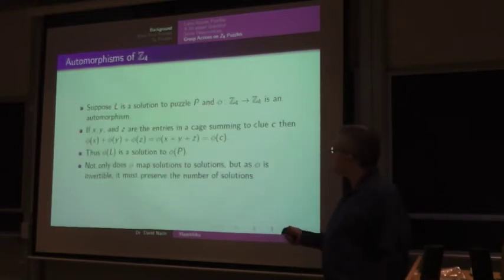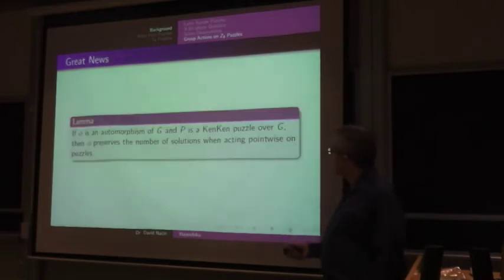So if L happens to be any solution to a puzzle, and I have an automorphism of my group, then what I end up with is a solution to the new puzzle when I map both over. That's because if x, y, and z sum to c, then once I map them over, phi of x plus phi of y plus phi of z sums to phi of c. So basically, for each automorphism of the group, I get a map that preserves the number of solutions and maps puzzles to puzzles.